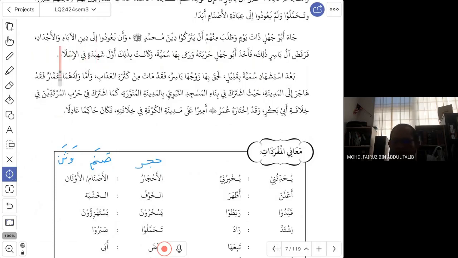So the family of Yasir refused to return to the deen of their fathers and grandfathers. So what happened? فَأَخَذَ Abu Jahlin harbatahu. So Abu Jahl took his harba. Harba is a spear-like weapon, a spear.